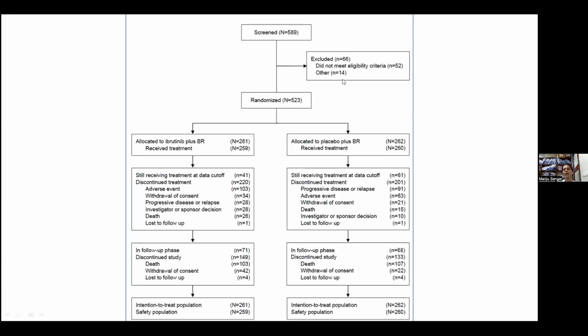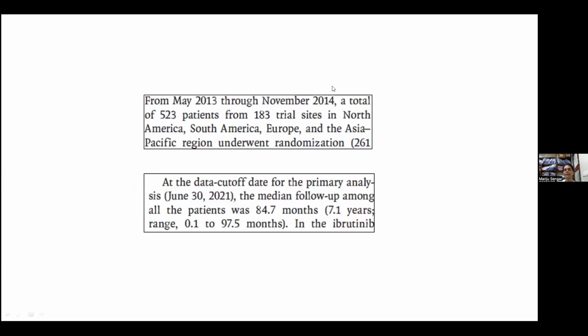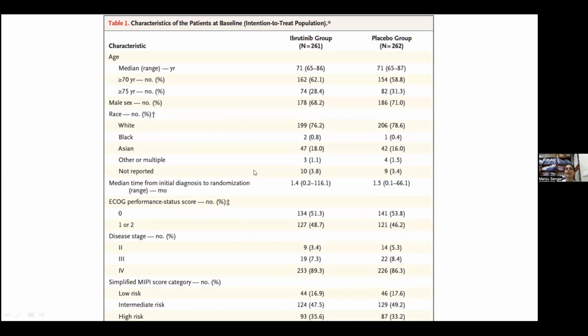So you've seen this CONSORT diagram earlier, and you can see clearly that they provided the complete study flow. The study started in May 2013 and completed in November 2014 with 523 patients. The median follow-up was almost 7 years in this study. And if you look at the baseline characteristics, they were well matched. A few points to note: this is all performance status 0 and 1. Almost half of them were performance status 0. And there was a fair distribution with respect to the intermediate risk and high risk categories, which predominated in both the groups.